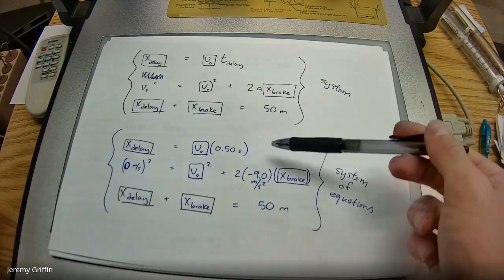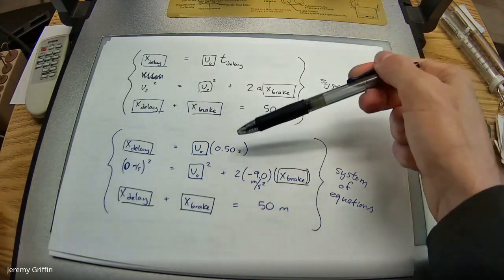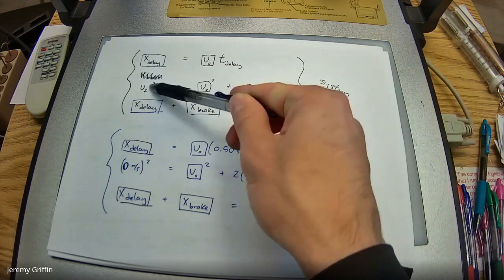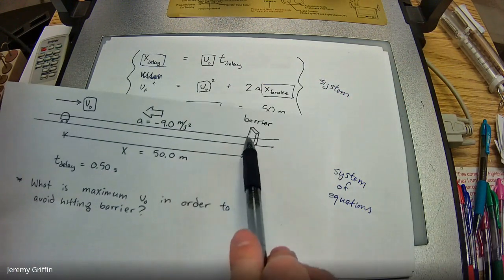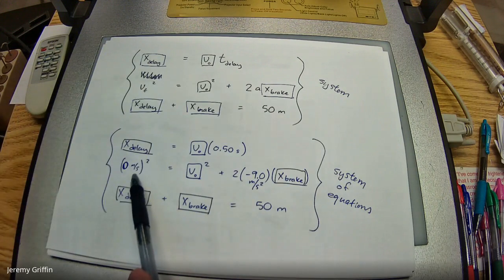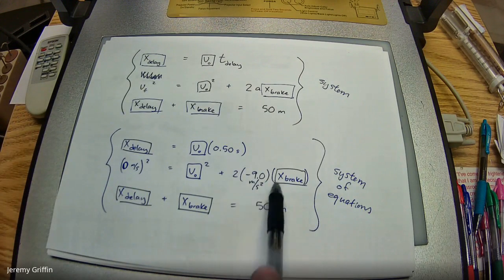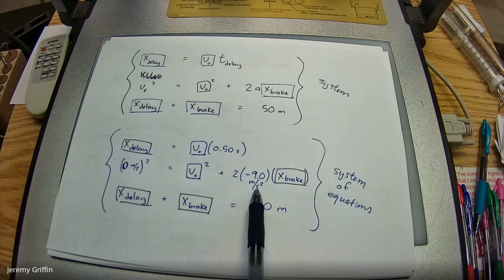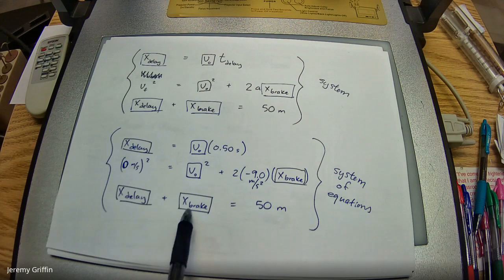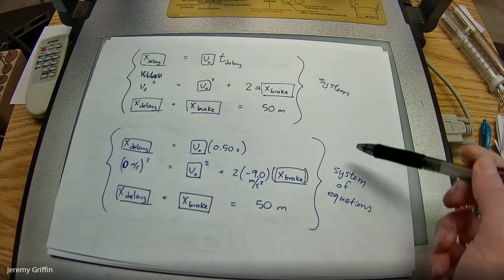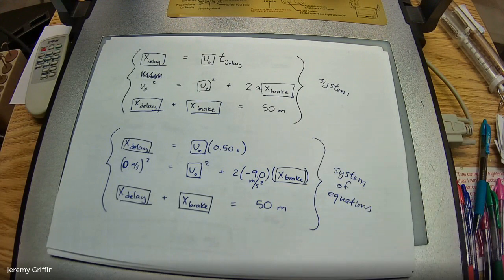Now, if you plug in the known values, I know his reaction time is, say, half a second. The final velocity would be 0 if it comes to a full stop, right at the barrier. And this is the rate that he could slow down, negative 9 meters per second squared, negative because he's braking. I also want the delay distance and the brake distance to add up to exactly 50 meters. Got a system of equations, 3 equations and 3 unknowns.